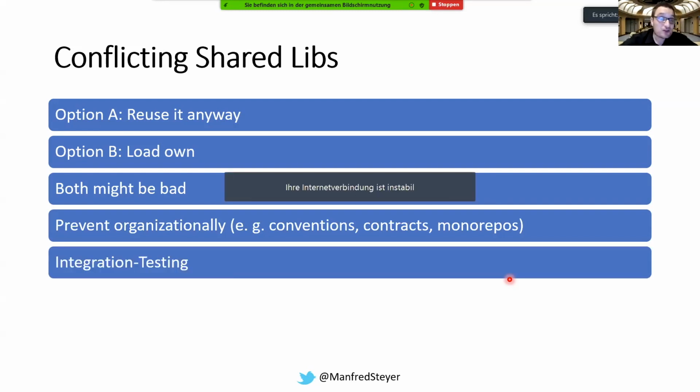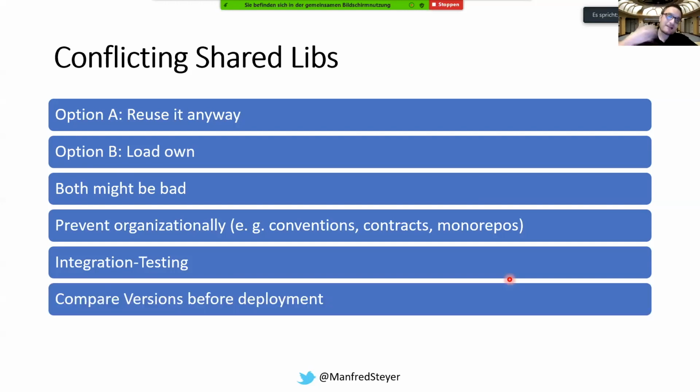Of course, integration testing can help to make sure that everything that meets at runtime can work seamlessly together. And another idea seems to be very clever. Before deploying your micro-frontend, you could compare your versions, the versions of your micro-frontend and the shared version of the currently deployed other parts, of the currently deployed shell, of the currently deployed other micro-frontends. So you can check if it is safe to deploy this very version of your micro-frontend.